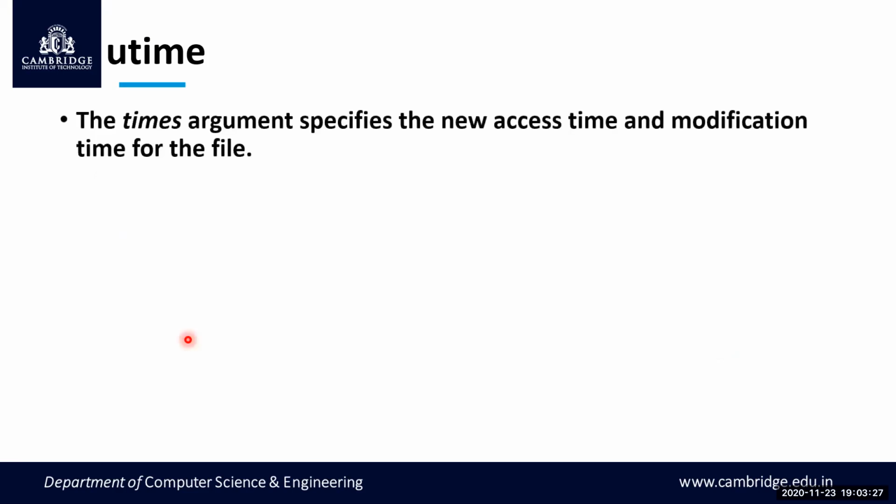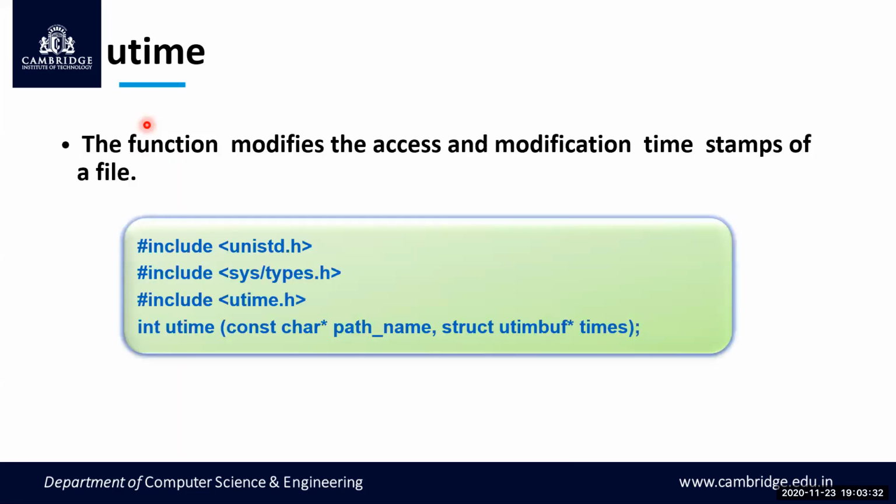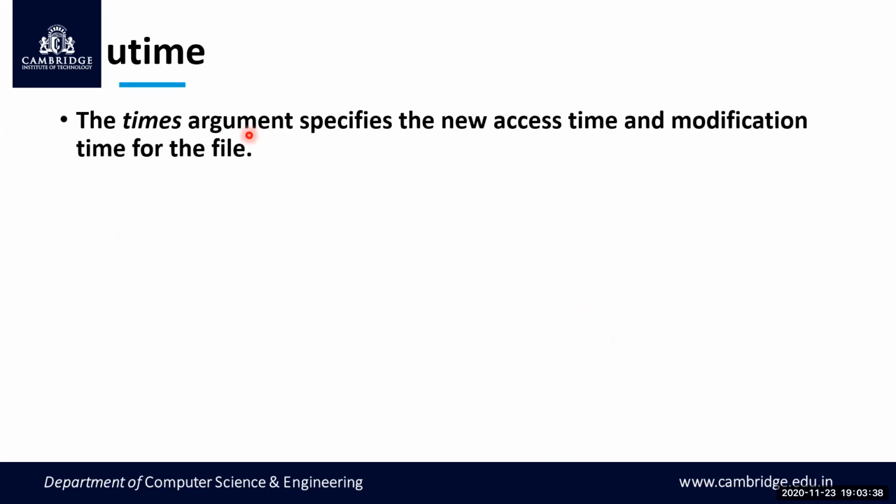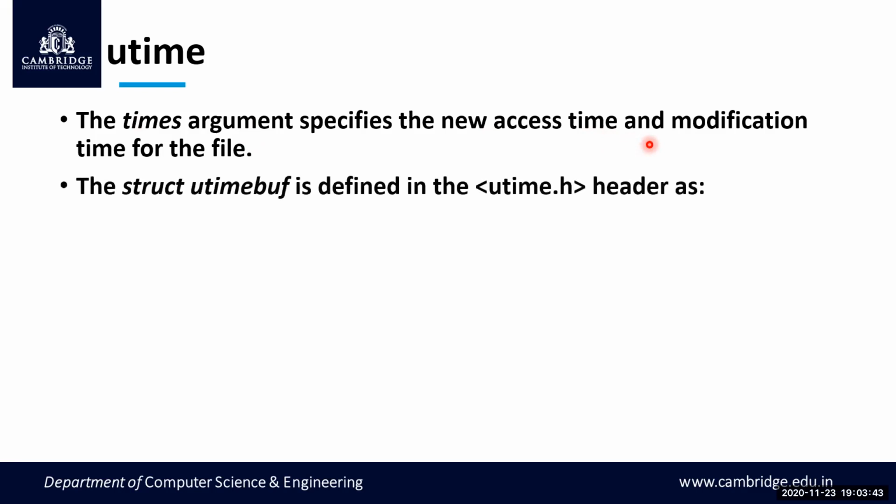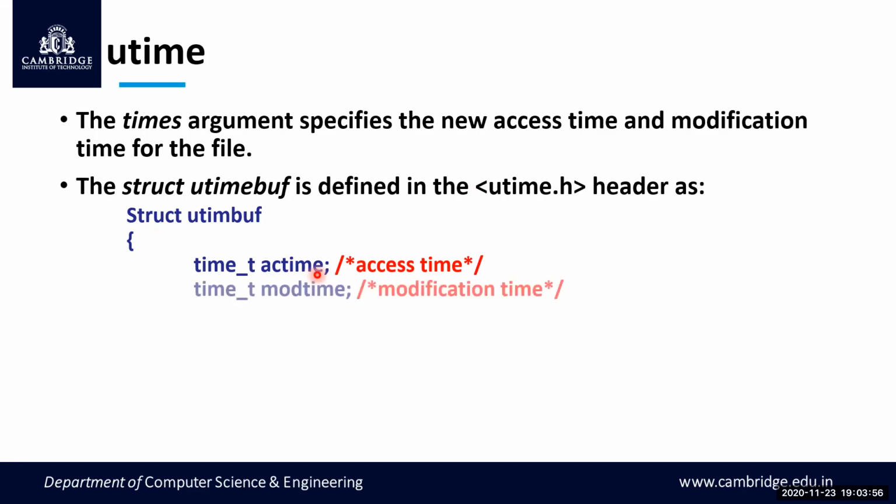So let's see now. The argument times is a structure name. For the second argument, the structure name is times. The times argument specifies a new access time and modification time for a file. This is actually defined in the utime.h header. And let's see here, struct utimbuf, what all the variables defined in the struct. time_t actime is the access time, and modtime is the modification time, both variables are defined here.